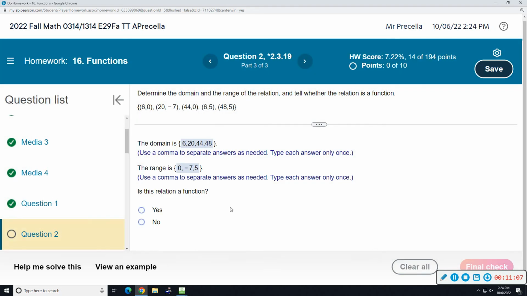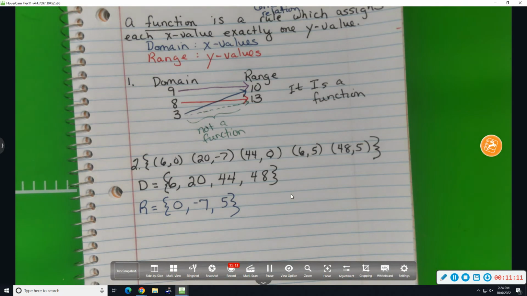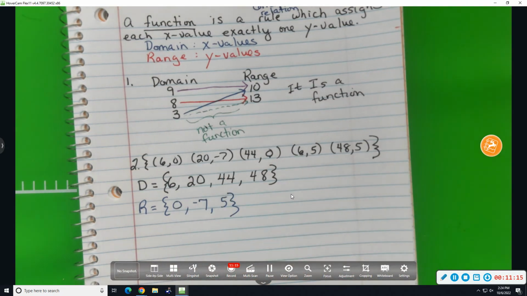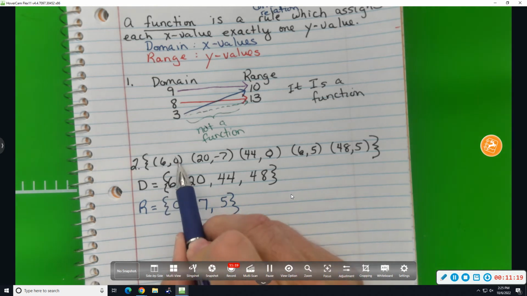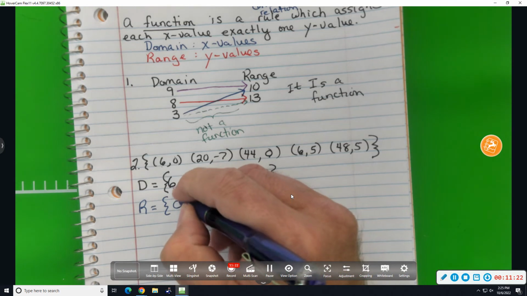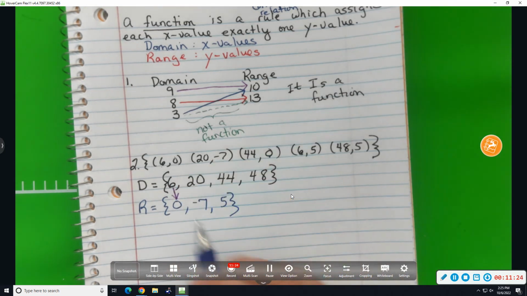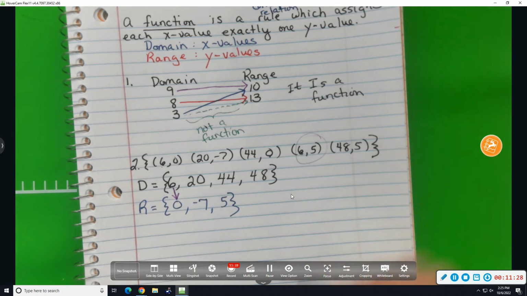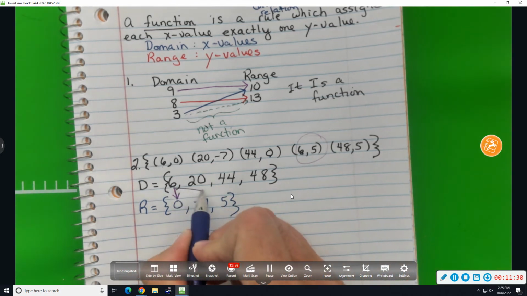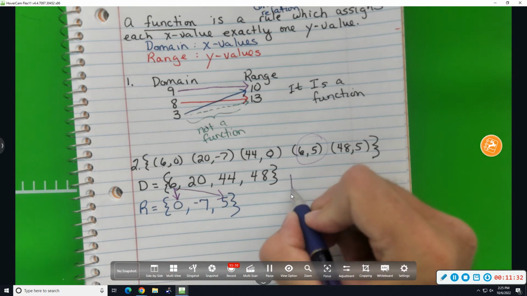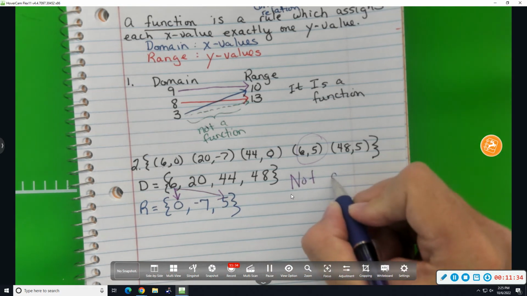And now it's asking, is this a function? No. I like these things with the arrows. If we started drawing arrows, like 6 is assigned the y value 0, are there going to be 2 arrows coming out of one of these numbers? Yes, that's 6, 5. You'll see why the answer on this is no. It is not a function.